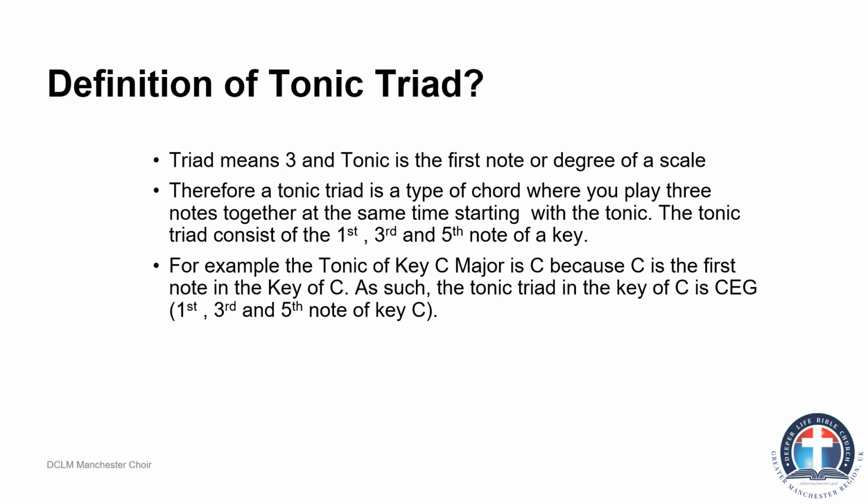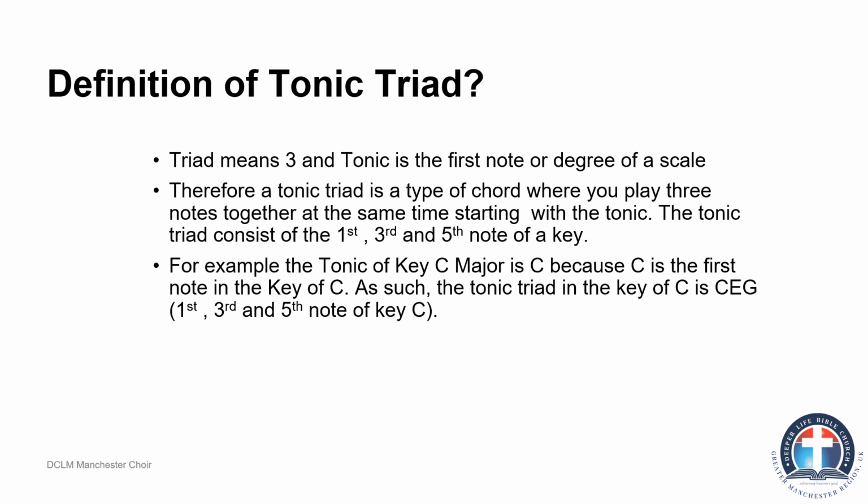What is the first note of a C major scale? C. That is the tonic. Thank you. So therefore, a tonic triad combined together is a type of chord. It is a type of chord, right? Where you play three notes together. You play three notes together, not two, not four, not five, three. It has to be three. Tonic triad, three notes. Okay.